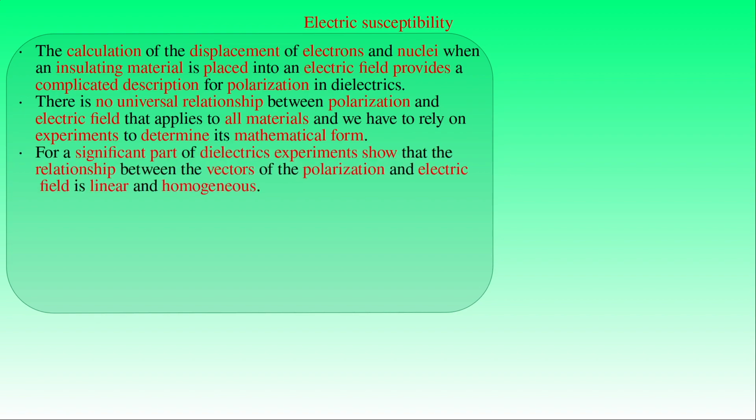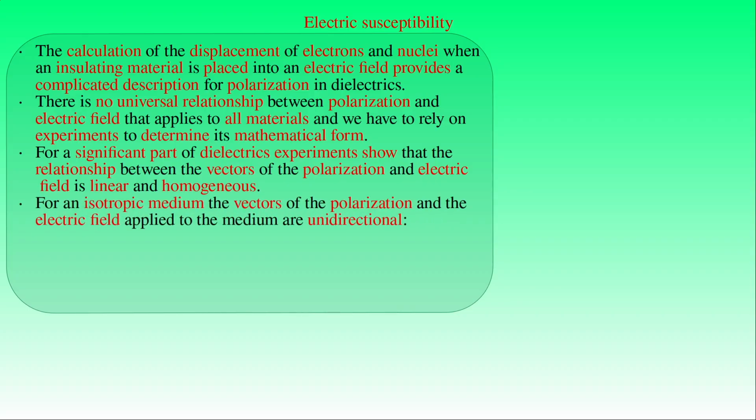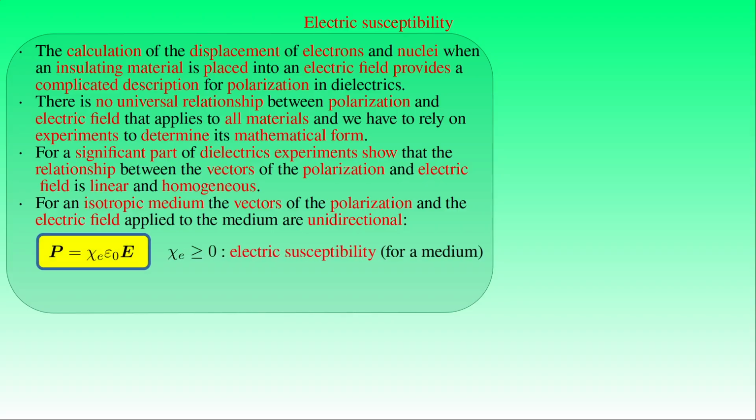For a significant part of dielectrics and a wide range of phenomena, experiments show that the relationship between the vectors of polarization and electric field strength is linear and homogeneous. Such a law can be explained by the fact that the macroscopic field strength is usually very small compared to the internal microscopic field strength of atoms and molecules. If the medium is isotropic, then the vectors of the polarization in the medium and the electric field applied to the medium are unidirectional, and the relationship between them is described by the equation stating that the polarization P is equal to a dimensionless constant χ times the vacuum permittivity ε₀ times the electric field strength E.